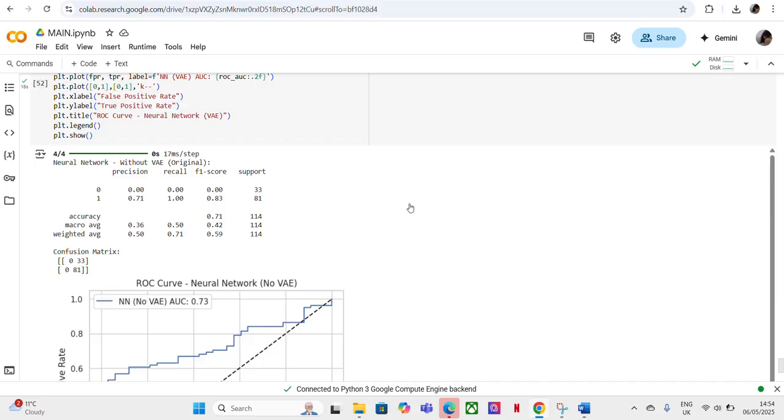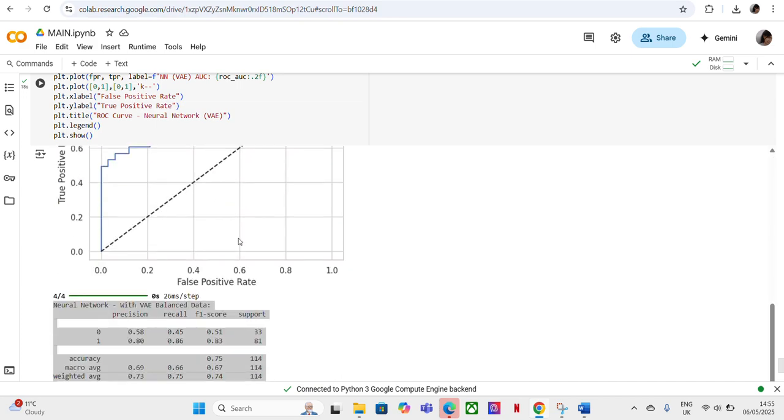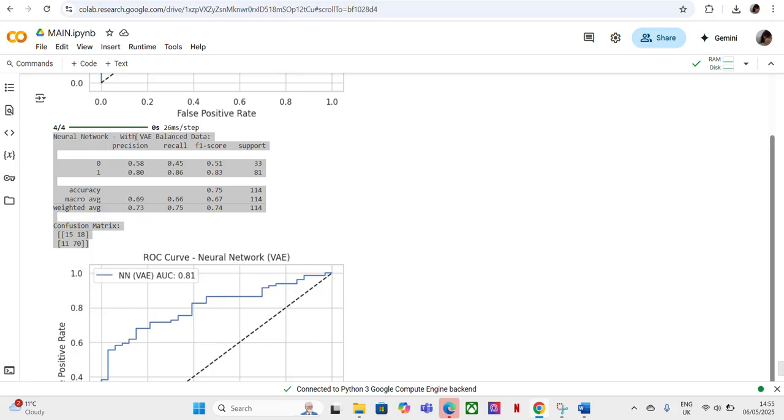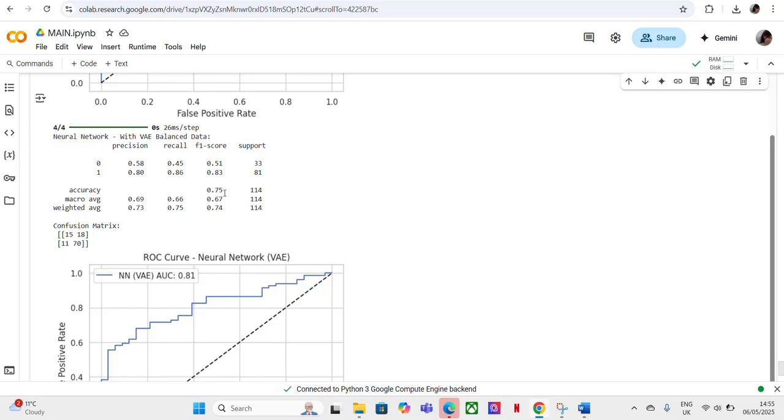So next is neural network. Before applying the VAE technique, accuracy is around 71% and biased towards class 1, because there are no class 0 predictions. And then I applied the VAE technique to the neural network. The accuracy increased to 75%, and 15 out of 33 class 0 were predicted correctly. So VAE improves the class 0 prediction.